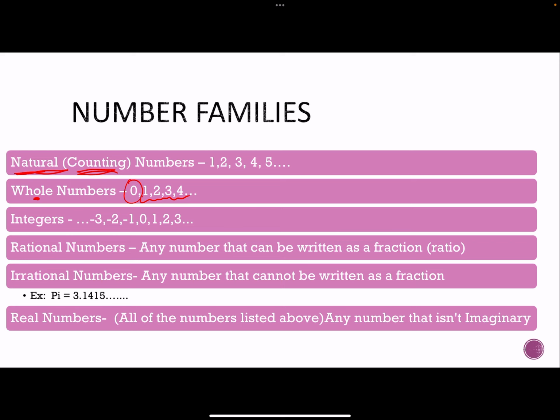After the whole numbers, we have the integers. That includes all of the whole numbers and their additive inverses, otherwise known as the negative whole numbers, like -1, -2, and -3.